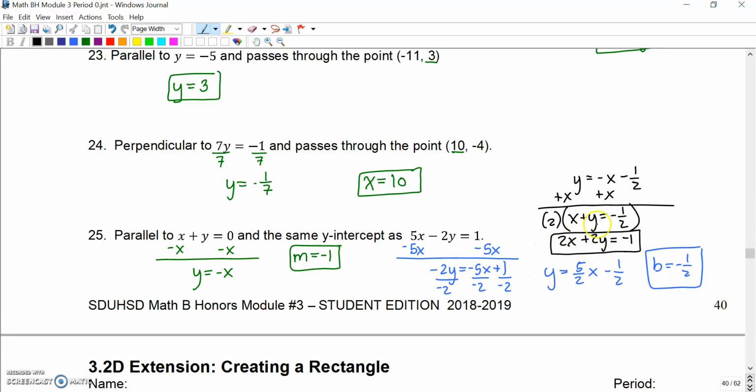So in this video, I reviewed some of the more challenging parallel perpendicular ones, which also involved writing them in standard form as well as slope-intercept form.